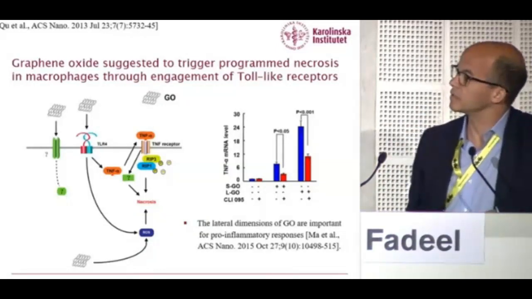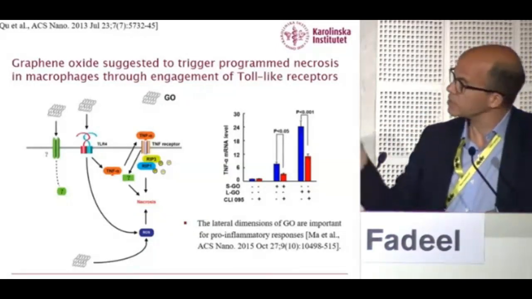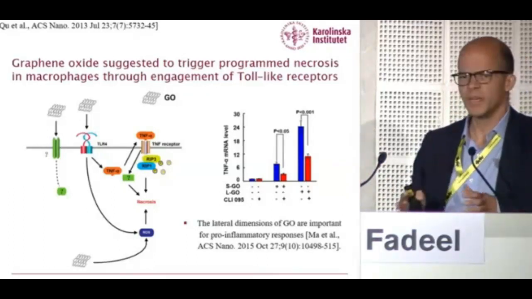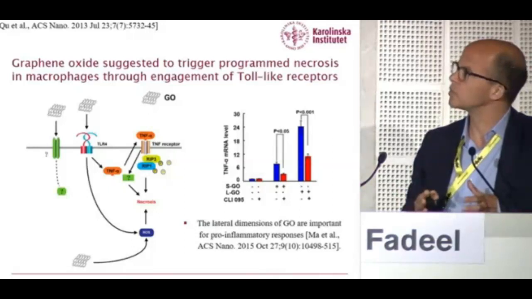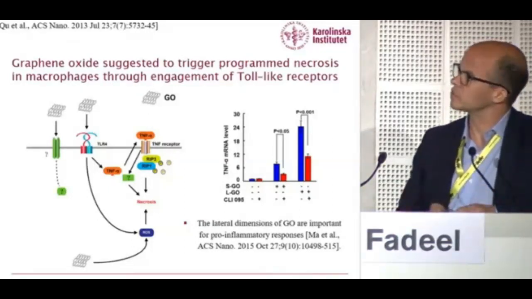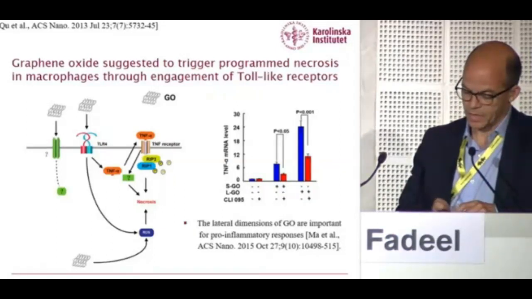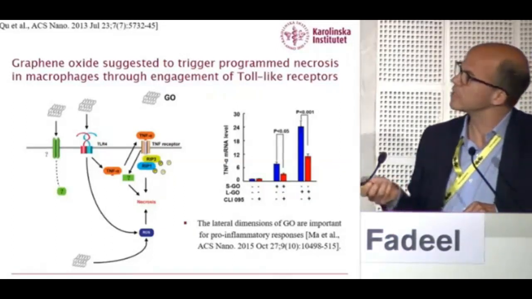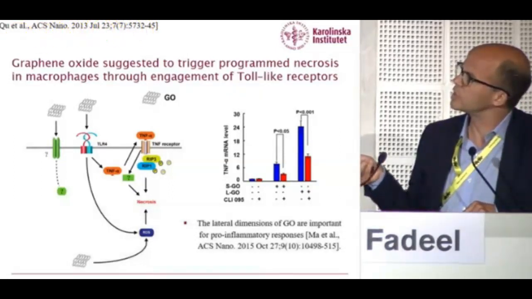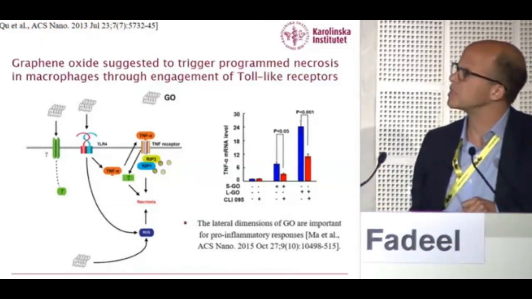There is a second study also shown in this slide, also published in ACS Nano, where the lateral dimensions of graphene oxide were suggested to be important for this TNF-alpha production and other pro-inflammatory effects. And again, in both studies, there is a suggestion that TLR4 is involved, and also here, because this is a TLR4 inhibitor, which in this study prevented or suppressed the TNF-alpha secretion.